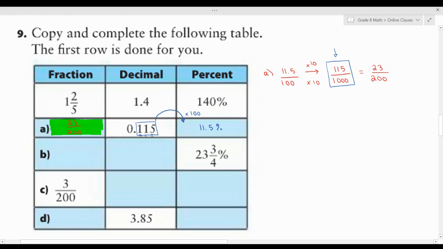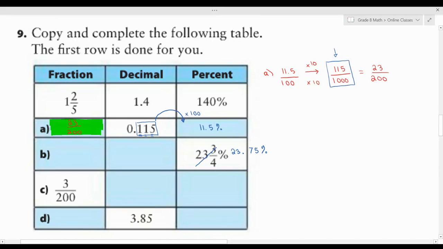Okay, question B. So this time they give you the percent. So we have 23 3/4%. We want to change that to a decimal. Now, what I might find easier is I'm going to think of this as 23.75%. So I might change that fraction into a decimal right away.